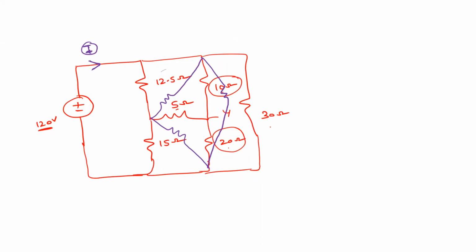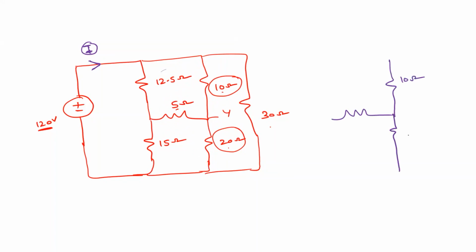Could you repeat the process once again? So this is forming a star connection, agree? Yes, sir. Okay, so what is its equivalent delta connection? We have 10 ohm here, 20 ohm here, and 5 ohm here. So what is its equivalent delta?